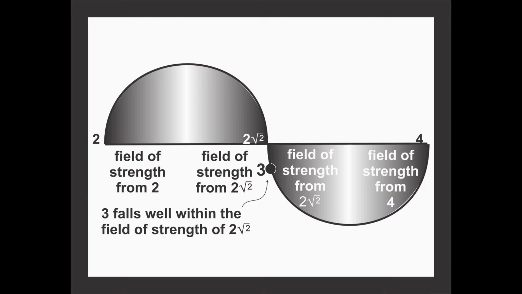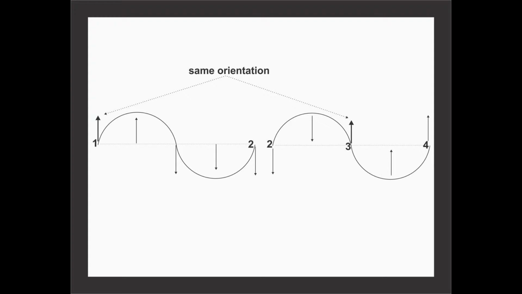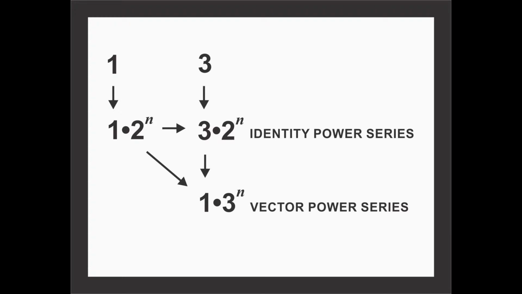The relative helix, or equalized sine wave position of the number 3, is within the field of 2 times the square root of 2, which means the number 3 will be defined by 2 times the square root of 2 as an inversion mass node. The number 3 is an inverse-oriented vector, which means it has the same orientation as the reference 1 vector. The number 3 will contain all of the properties of 1 and 2, which means it will have an identity series of 3 times 2 to the nth power, and it will have its own power series of 3 to the nth power.